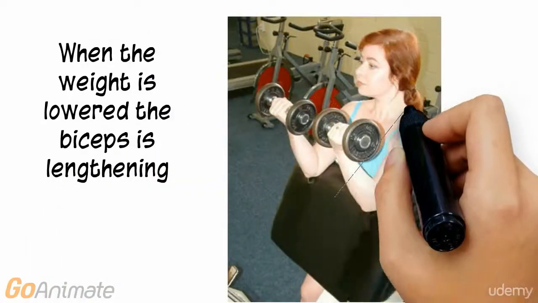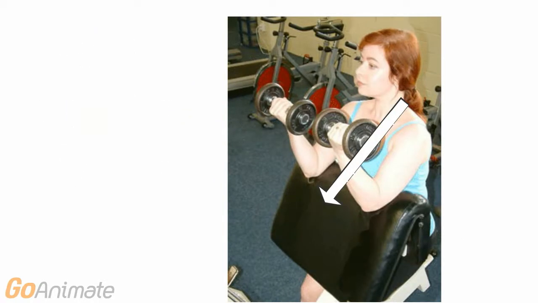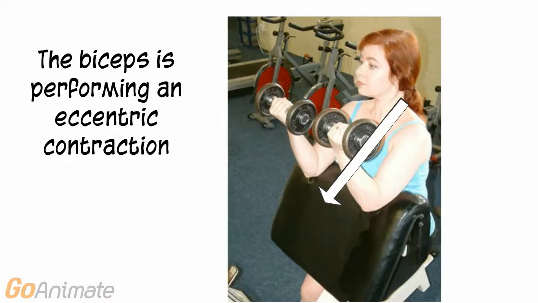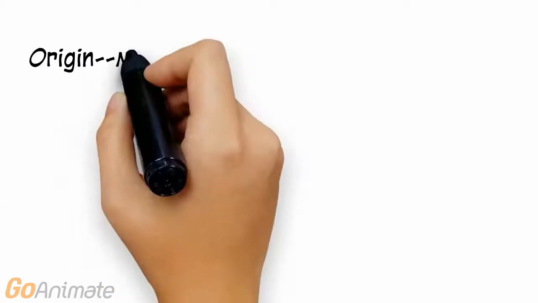During the second phase of the exercise, the weight is lowered. The biceps is now lengthening against the load. We say the biceps is producing an eccentric contraction. In an eccentric contraction, a muscle lengthens against a load.